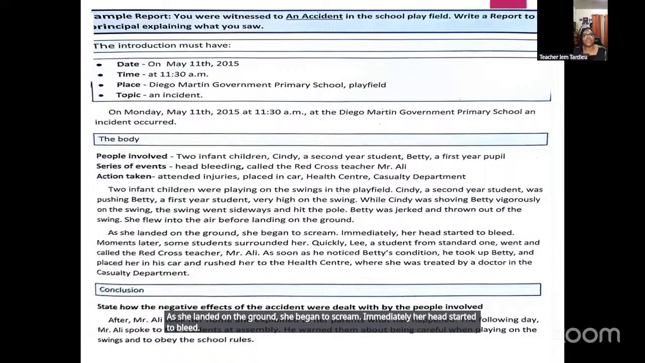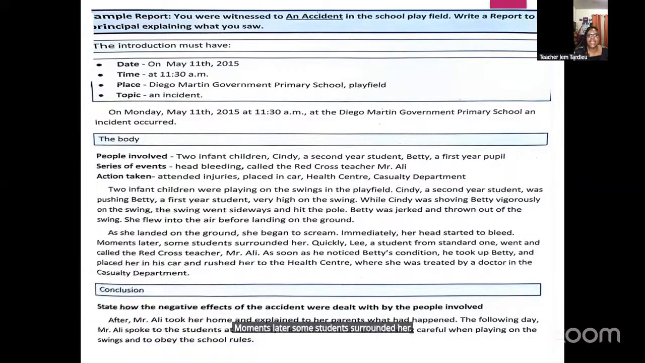Moments later, some students surrounded her. Quickly, Lee, a student from Standard 1, went and called the Red Cross teacher, Mr. Ali. As soon as he noticed Betty's condition, he took up Betty and placed her in his car and rushed her to the health center, where she was treated by a doctor in the casualty department. And as we conclude, after Mr. Ali took her home and explained to her parents what had happened, the following day, Mr. Ali spoke to the students at assembly. He warned them about being careful when playing on the swings and to obey the school rules.